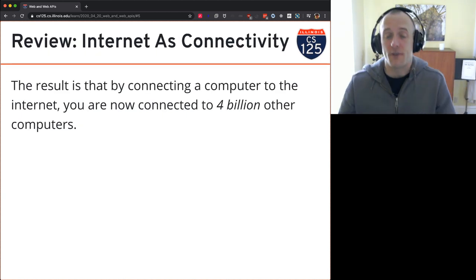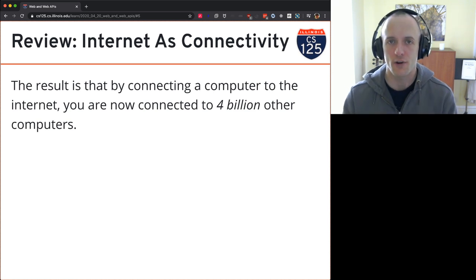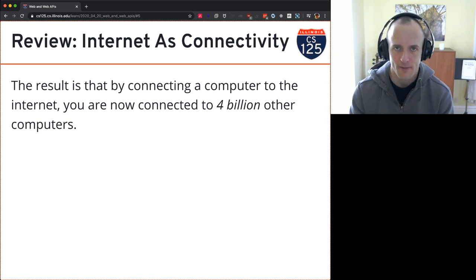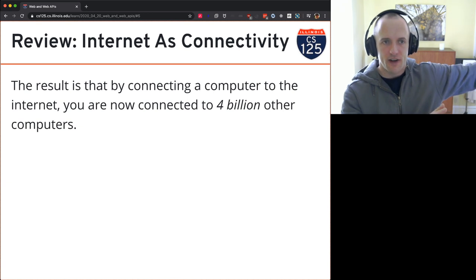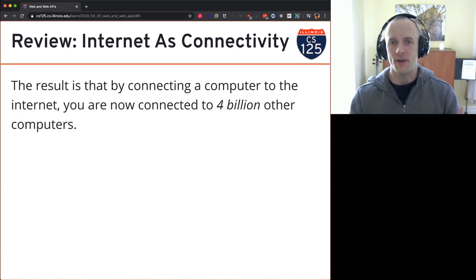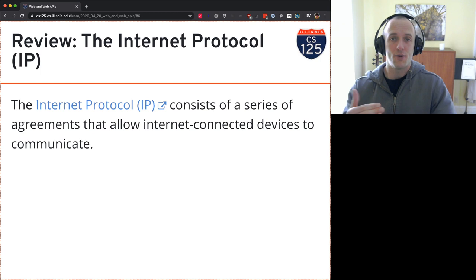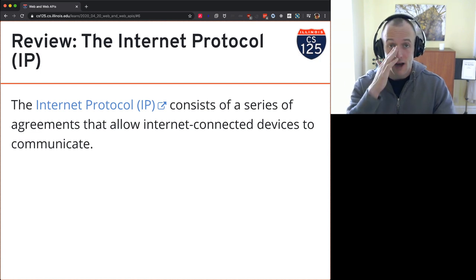Now, the result of all this is that we've achieved this incredible connectivity. Once you bring a device onto the internet, all of those other devices, all that infrastructure has been brought into the service of allowing your device to communicate with any other device on the planet, right? Billions of devices that can potentially talk to each other. But the question now is, how do we communicate, right?